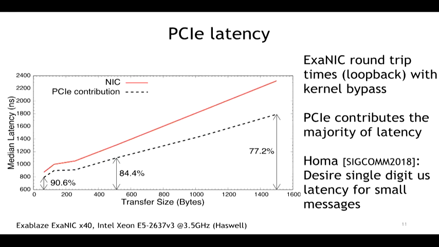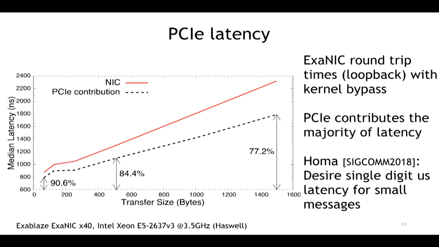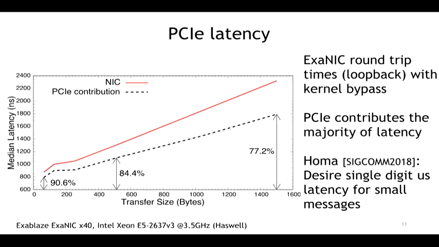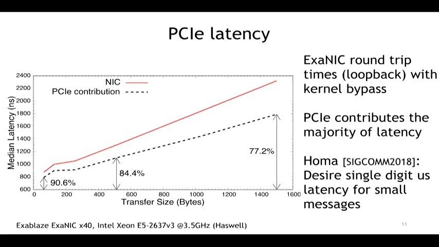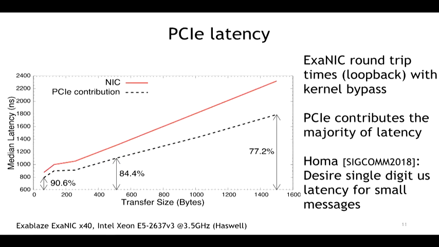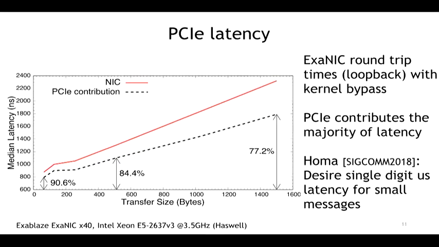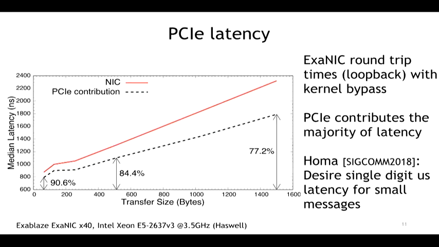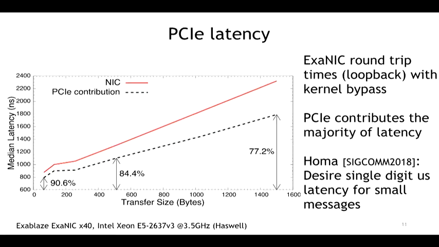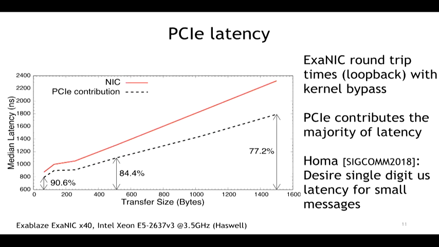Furthermore, if you look at the absolute numbers, and the graph is not rooted at 0, but it starts at 600, even for 200 byte messages, you see the round trip latency to be between 800 and 1,000 nanoseconds. And if you go back to the talk earlier today about the HOMA presentation, where it was about small message latency and the desire to get into single-digit microsecond latencies for messages, now your PCI contributes quite a significant chunk to it.